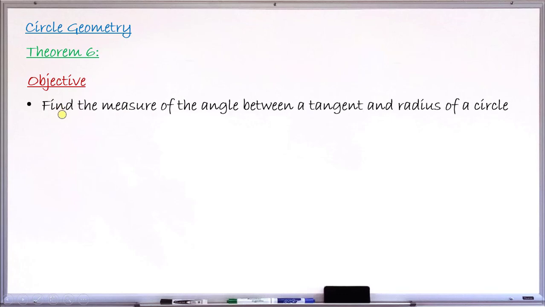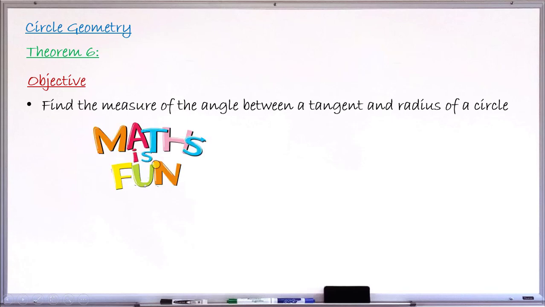Today, in continuation with your main topic, circle geometry, we are going to take theorem number 6 under circle geometry. So let's begin. After completing the lesson today, my dear student, you'll be able to find the image of the angle that appears between a tangent and the radius of a circle. This is what I hope you'll be able to do after completing the lesson today.